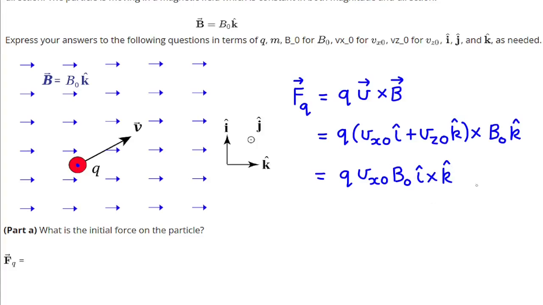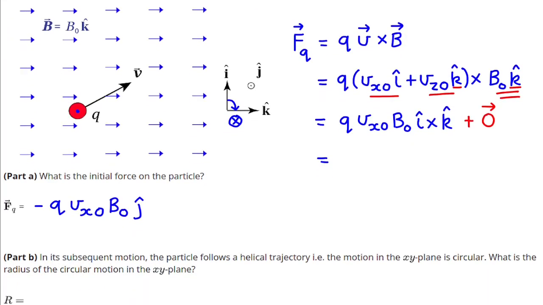So we just evaluated the cross product between these two vectors, and then a cross product between these two vectors gives a zero vector, because the unit vector k is parallel with itself. So using the right hand rule, i cross k gives a vector that's pointing into the screen, or the minus j direction. So we have minus q by Vx naught B naught by j hat. And let's go to part B.